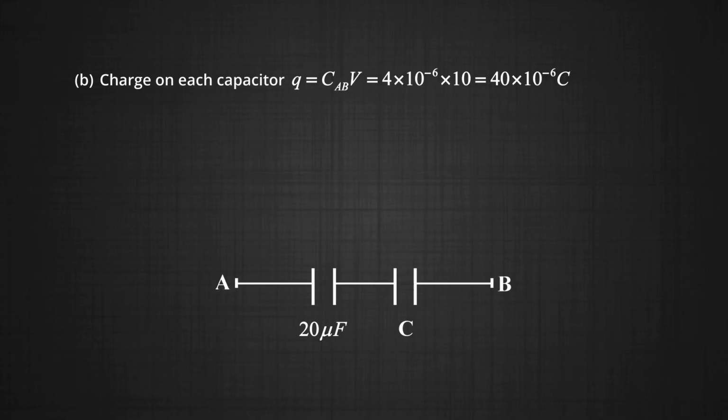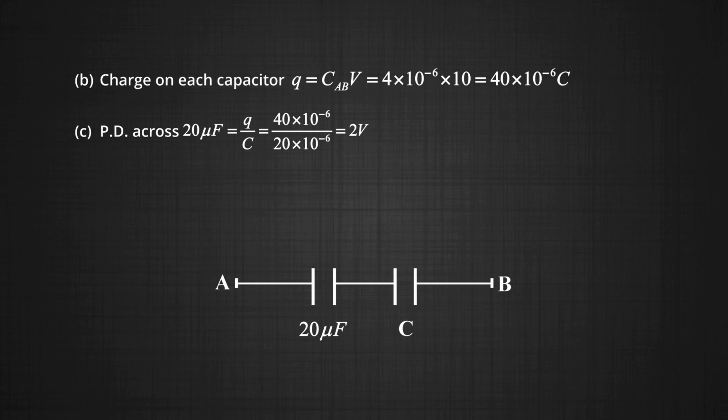Now, part B. The charge on each capacitor Q will be C AB into V, because these capacitors are connected in series. Therefore, the charge on each capacitor will be the same. On substituting the values, we get C AB into V is equal to 4 into 10 to the power minus 6 into 10, which is equal to 40 into 10 to the power minus 6 coulomb. Now, the part C of the question.